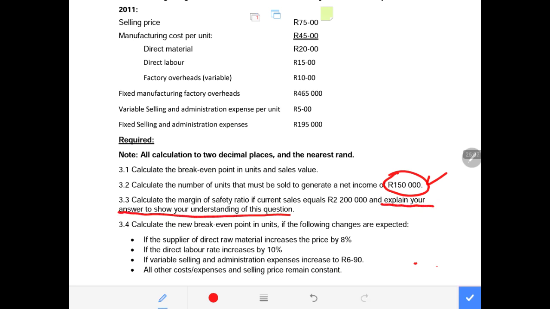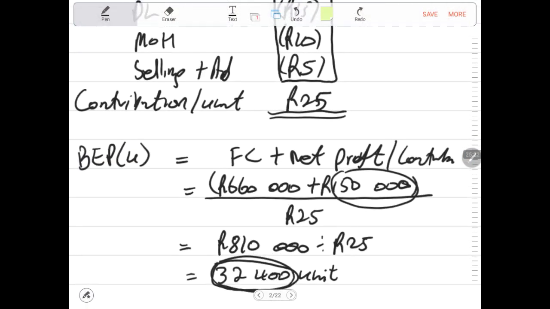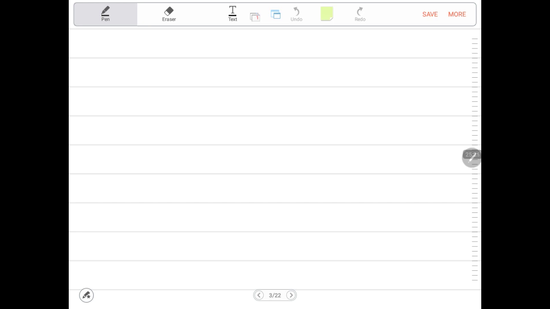Now, we are required to calculate the margin of safety. Look at this word, safety, meaning we want to know our safety position. Now, safety position in what? Let us go and calculate our margin of safety, which is requirement 3.3. Normally I don't write numbers all the time.